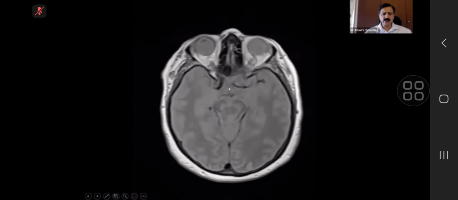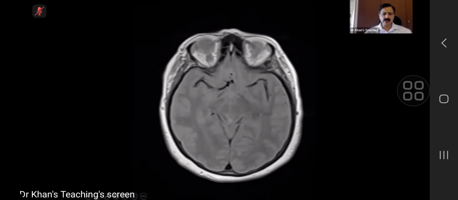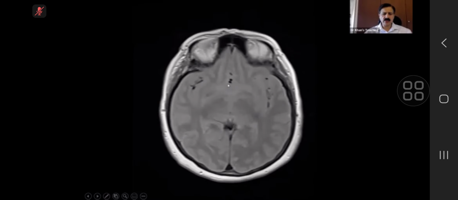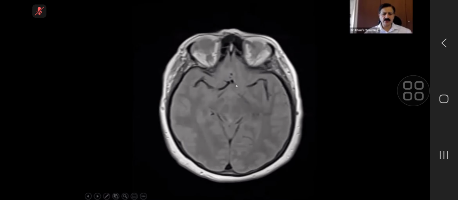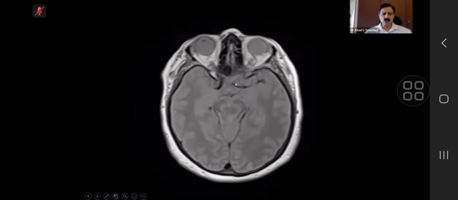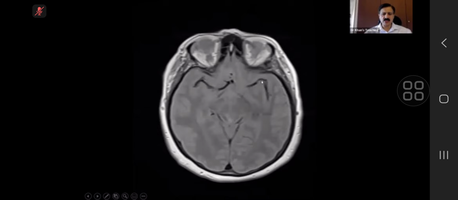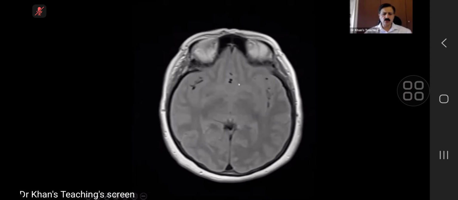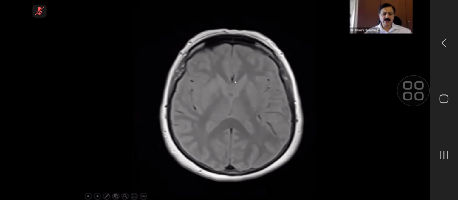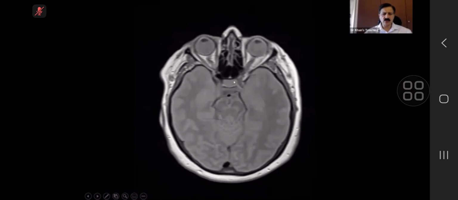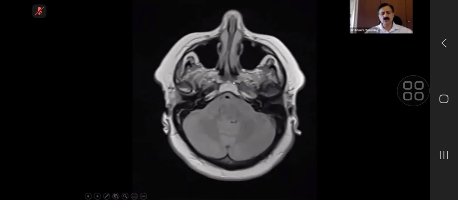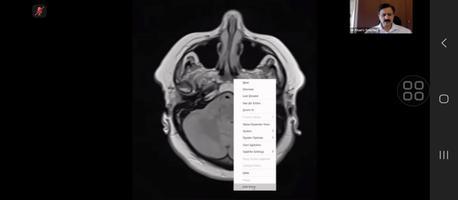Now, as we go superior, this was the cavernous portion, and superior to that is the supraclinoid portion of the internal carotid artery. If we see it just on the left, then it goes into the MCA. So this is the M1 segment of the MCA, and more superiorly, this is the ACOM and the anterior cerebral. So we will come back to this later on.